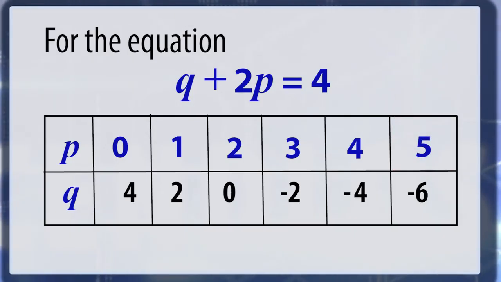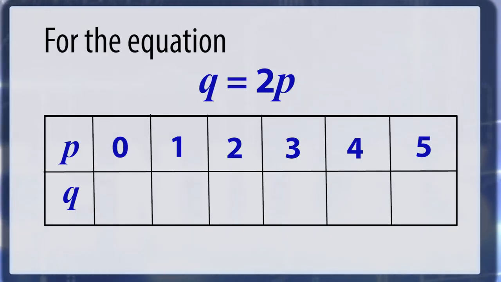Great. Now, shall we consider the second equation, where we have q is equal to 2p. When p is equal to 0, q is equal to 2 times 0. So that is equal to 0. So if you look at the equation carefully, we are multiplying the values of p by 2, and that will give us q. So I want you to do that quickly as you move along.